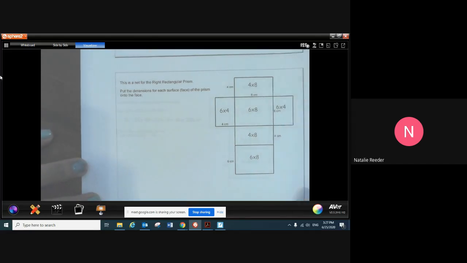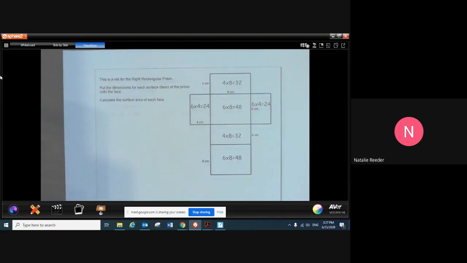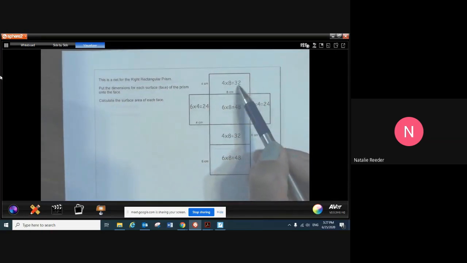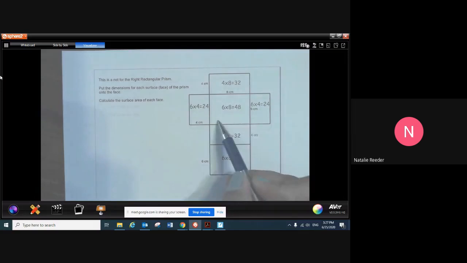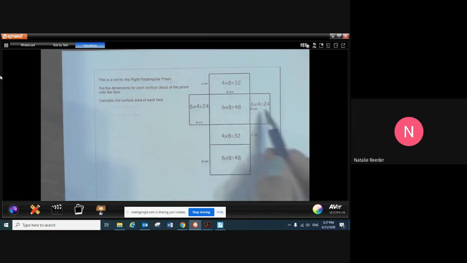Now, if we would actually multiply those numbers together, it would give us the surface area of each face. So 32 centimeters squared is the area of just this rectangle. 48 centimeters squared is the area of just this one. 32 centimeters squared is the area of this one. And this one as well is 48, and then these two here are 24.